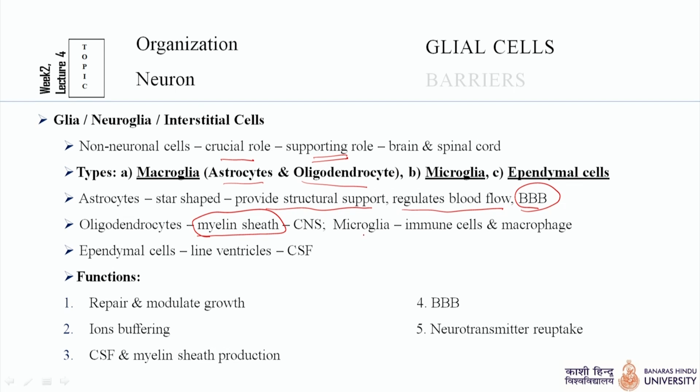Next, come to the microglial cells. Microglial cells are nothing but the macrophages of the nervous system. That means they perform immune functions. So whenever some infectious agents enter into the nervous system, the concentration of the microglia increases. Then the last cell is the ependymal cells. The ependymal cells line the ventricles and participate in CSF production. These are the functions I already discussed.